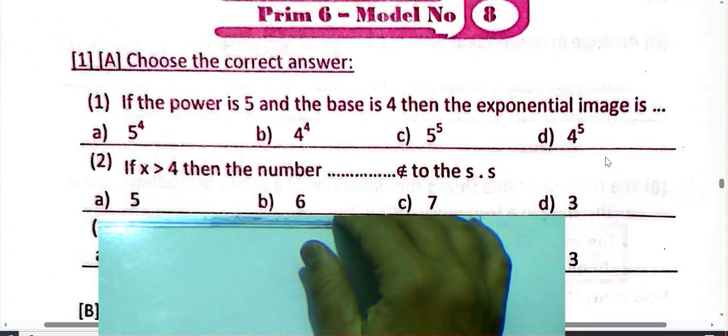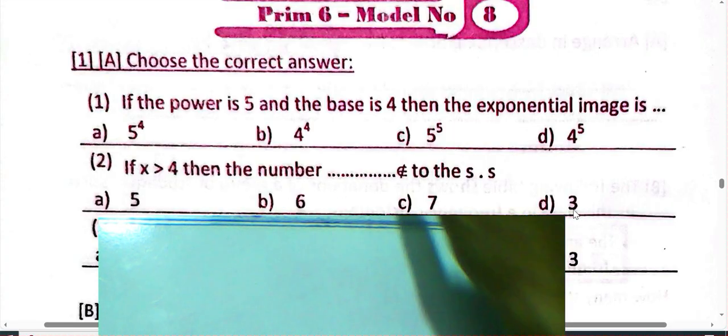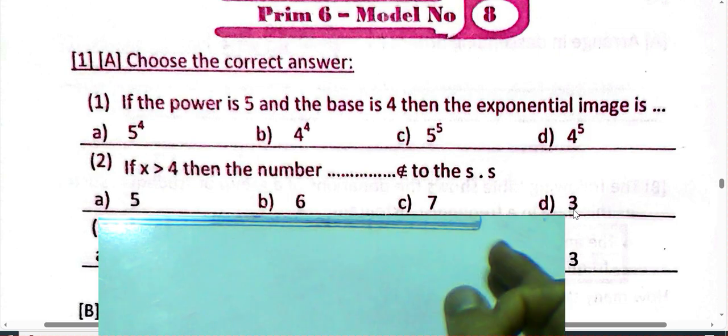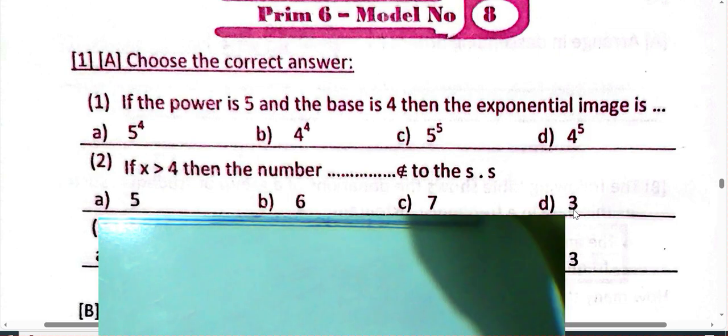If x is greater than 4, then the number not falling into the solution set. We have 5 greater than 4, 6 greater than 4, 7 greater than 4, but 3 is less than. Choose letter D. The answer here will be letter D because 3 is not falling into the solution set. The solution set starts from 5, 6, 7 to infinity. Then the solution will be letter D.